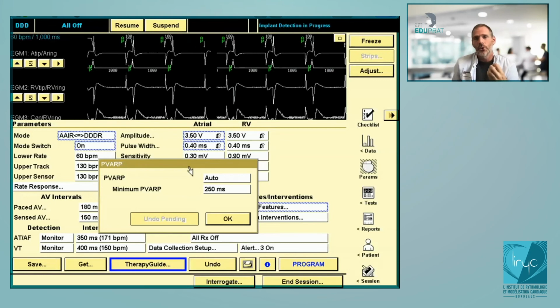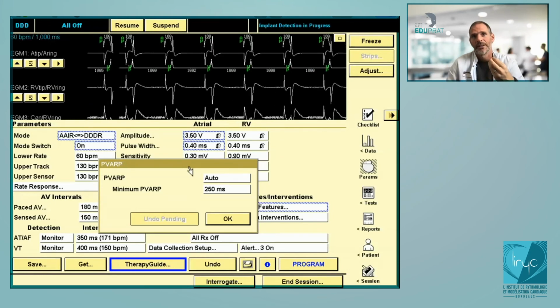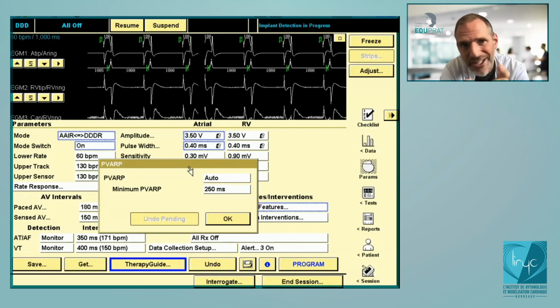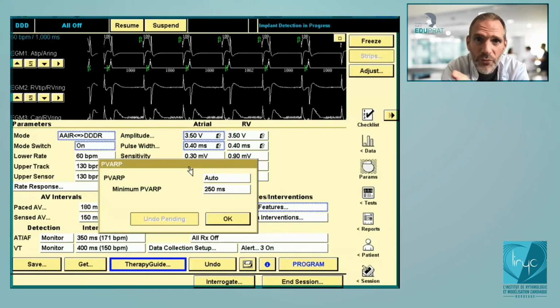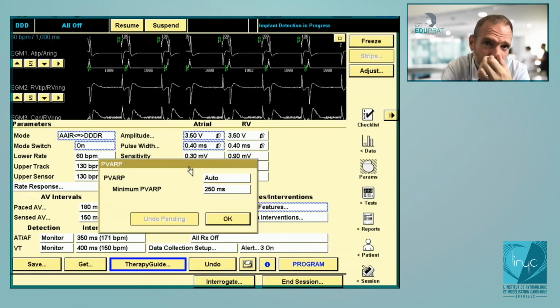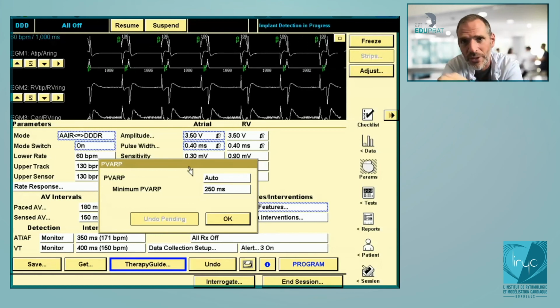So when I program the PVARP in patients with sinus node dysfunction, usually I program a quite long and fixed PVARP to avoid completely the risk of PMT. You know that in patients with sinus node dysfunction, most of them will have a retrograde conduction.